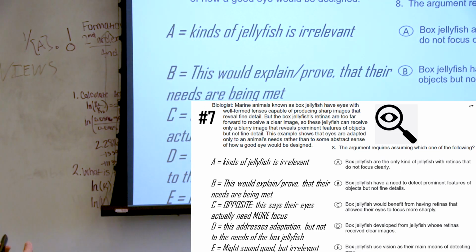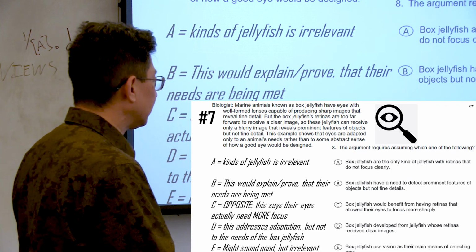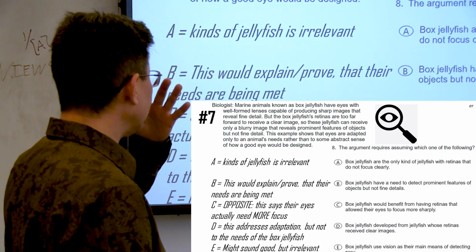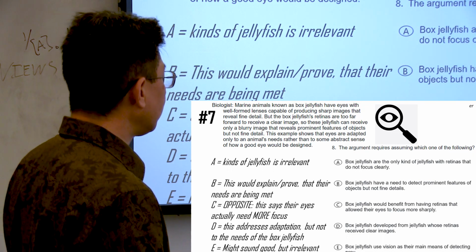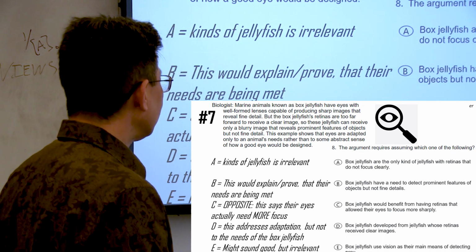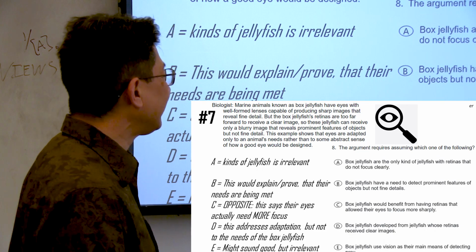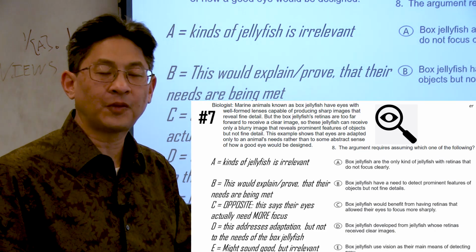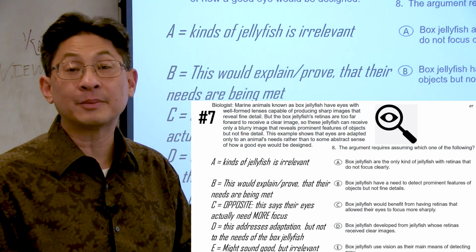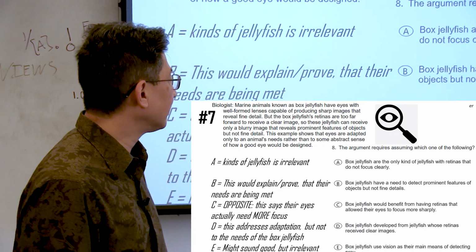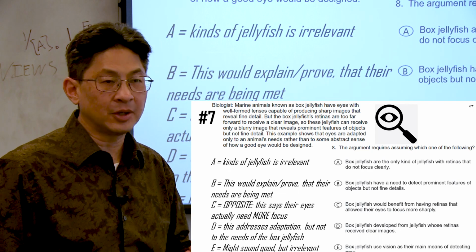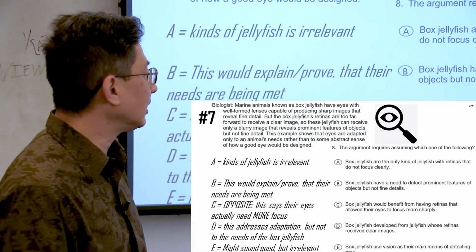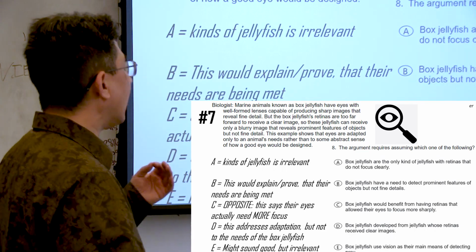Now, if you were less comfortable, you would want to, again, go through each answer choice. For example, C. Box jellyfish would benefit from having retinas that allowed their eyes to focus more sharply. Is that true? No, that is the opposite. That is giving evidence to why their eyes should be further back and require greater precision. That is not the argument for them having their eyeballs forward to meet the needs of what they had as a box jellyfish. C is the opposite.